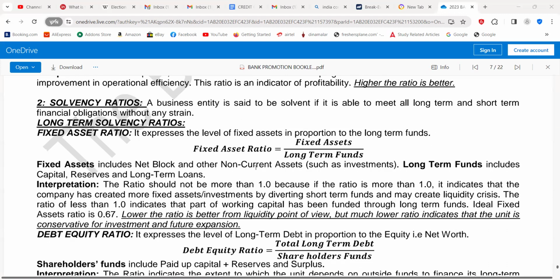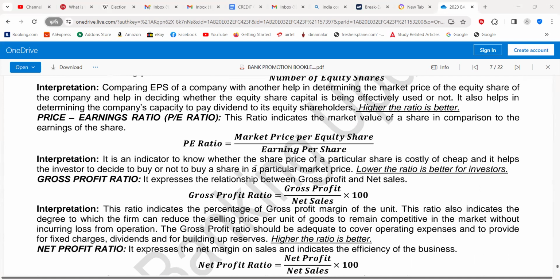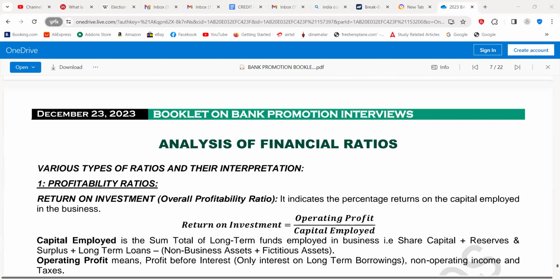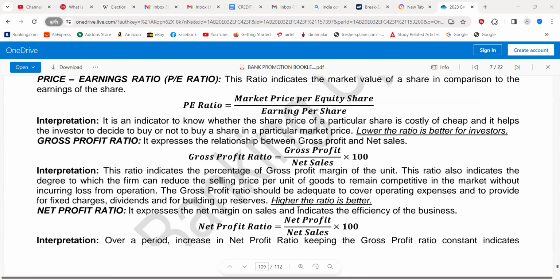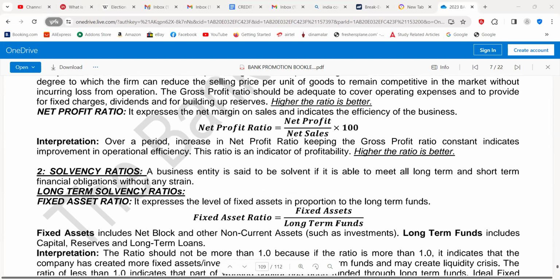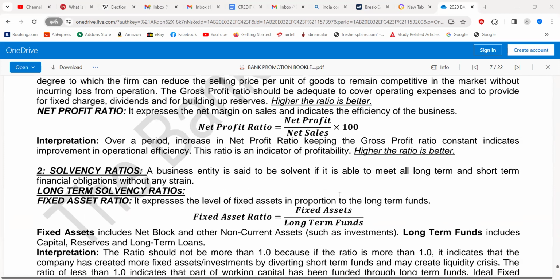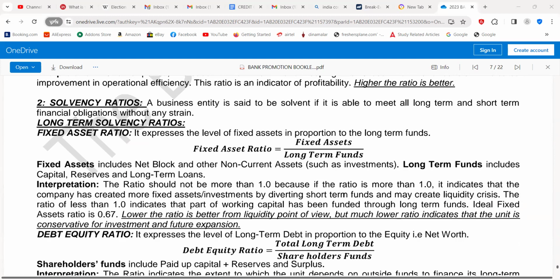So the question will be asked like this: please tell about some ratios you are familiar with. This is the favorite question they ask. In which case, most of us will talk about the current ratio. You can choose profitability ratio, then fixed asset ratio, then current ratio. Like that, you can talk on any one of these things about which you are more confident. And debt equity ratio also.